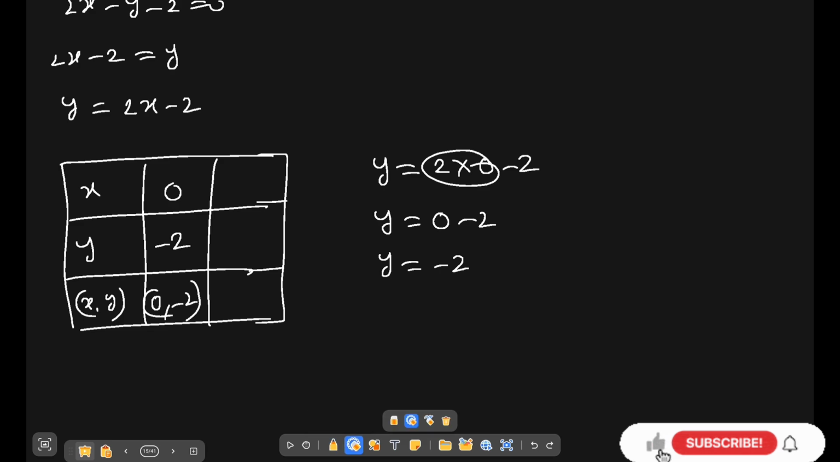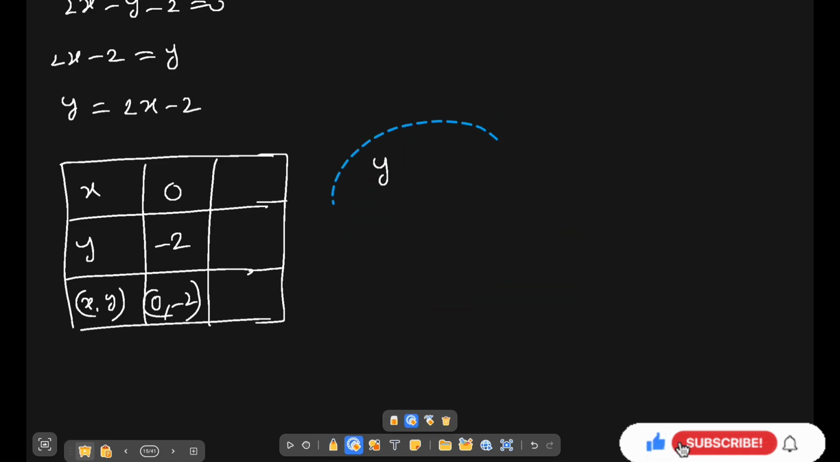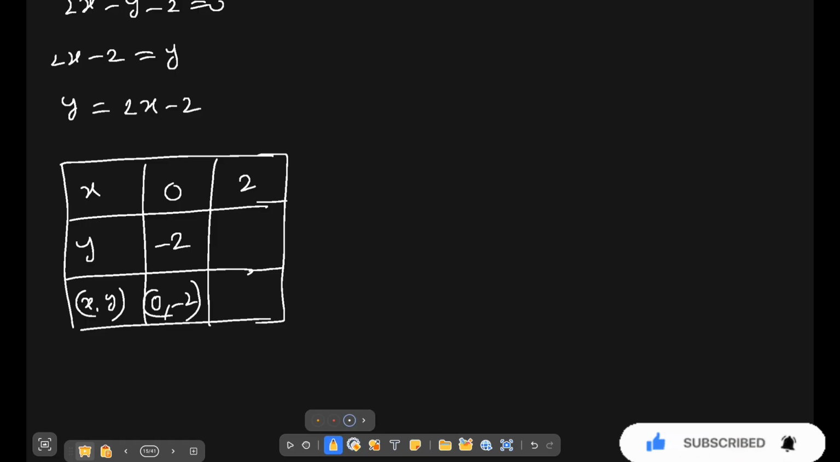Now let us take x value 2. If you take x value 2, so what do we get? y is equal to 2 into 2 minus 2. So y is equal to 4 minus 2. So y is equal to 2. So we'll get y value 2. So the plotting point will be 2 comma 2.